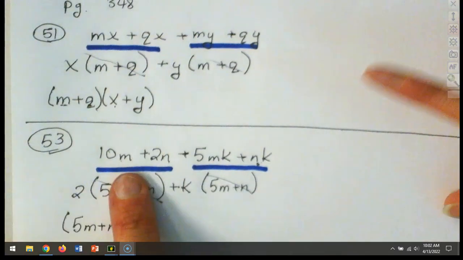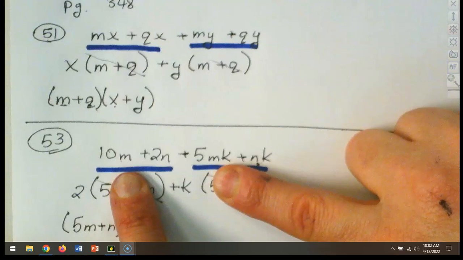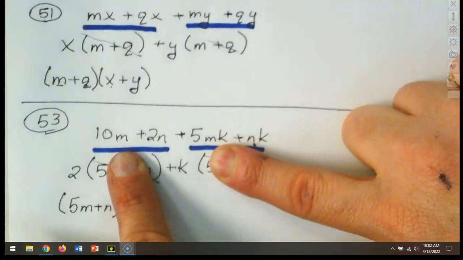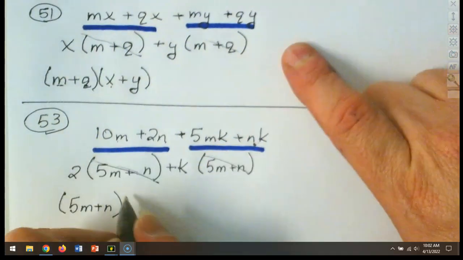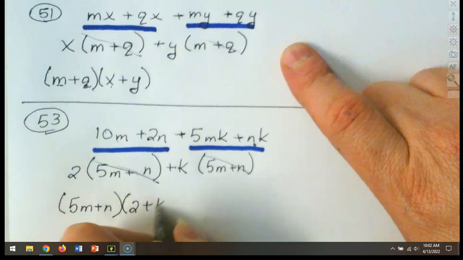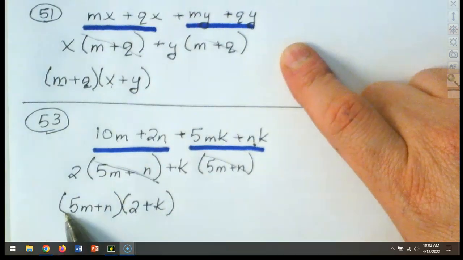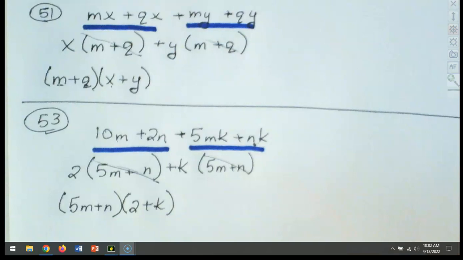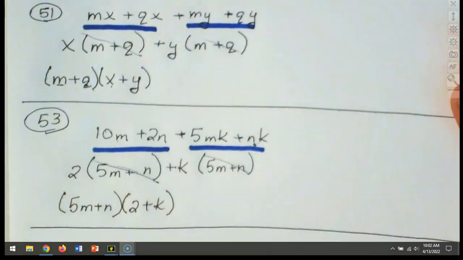What's left over then? 2 plus what? 2 plus k. That's it. Nothing comes out. Nothing comes out. We know we're done. That's your final, finished, fully factored answer.